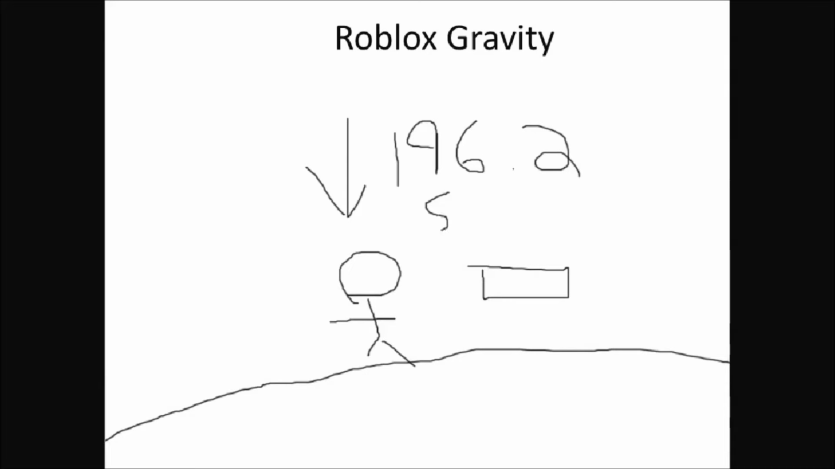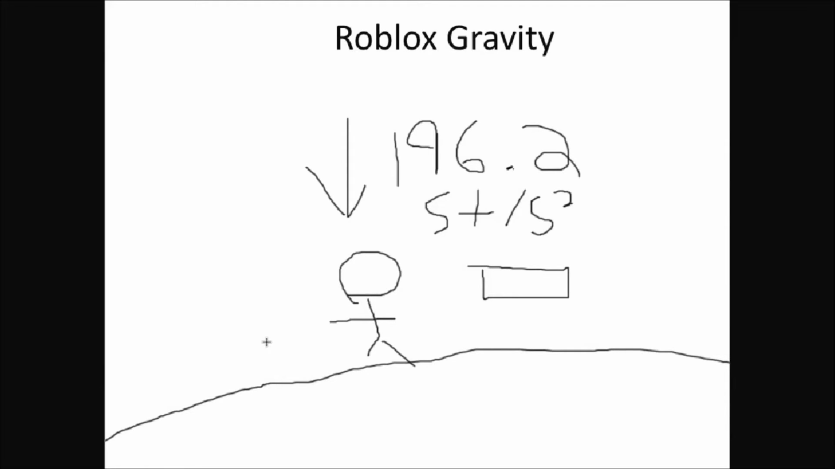196.2 studs per second squared. So that is the downward force. Now, there is no way to change this. This gravity force here is constant. Everything will always have this force pushing down on it. This is why things fall when they aren't anchored. This is why your player jumps as high as he does and falls back down as high as he does.